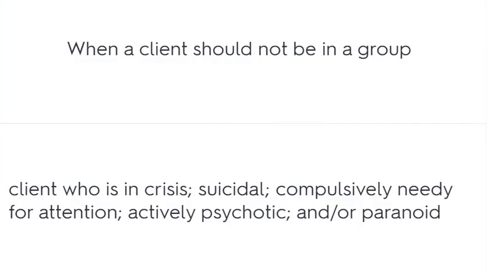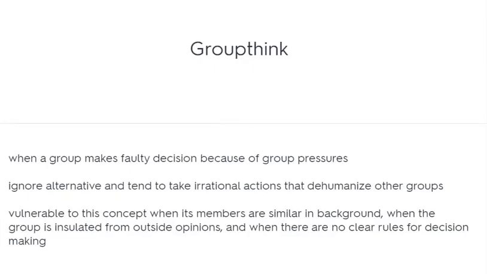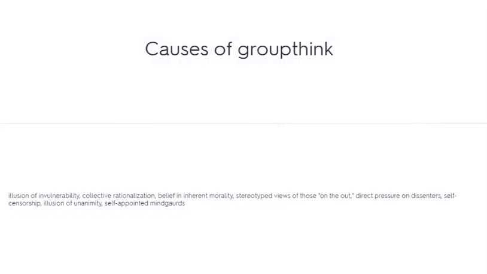When a client should not be in a group: client who is in crisis, suicidal, compulsively needy for attention, actively psychotic and/or paranoid. Groupthink. Causes of groupthink: illusion of invulnerability, collective rationalization, belief in inherent morality, stereotyped views of those on the out, direct pressure on dissenters, self-censorship, illusion of unanimity, self-appointed majorities.